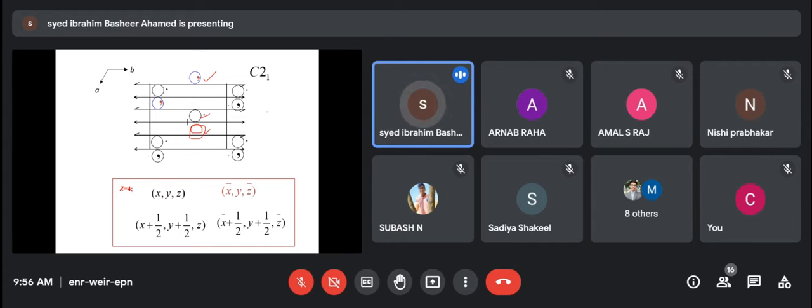If you apply a 2-fold here, what will you get? x bar, y, z bar. But already you have a half translation, so you will have x bar plus half, y plus half, z bar. Is it clear? So x bar plus half, y plus half, and z bar. Yes or no?